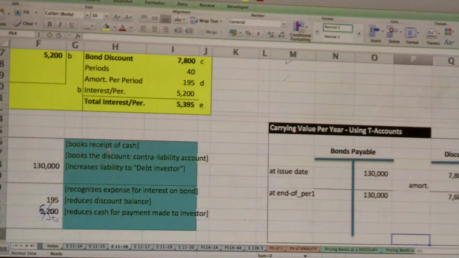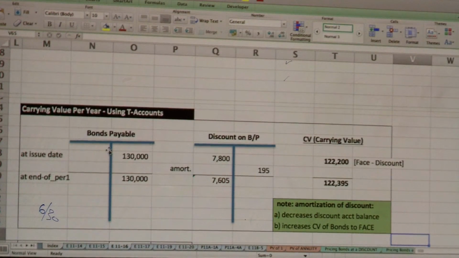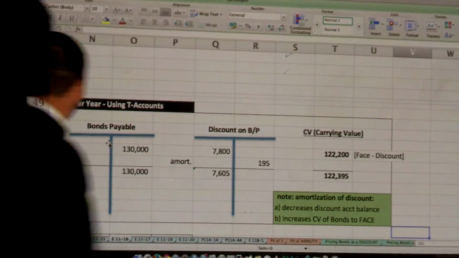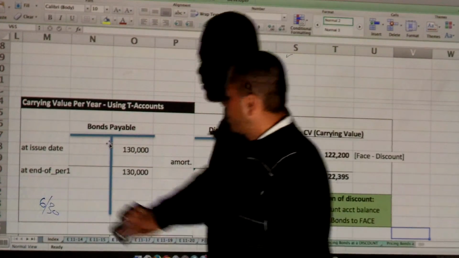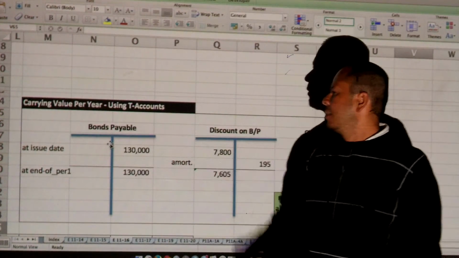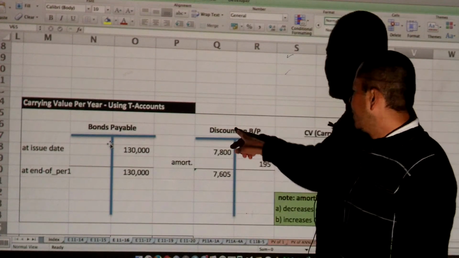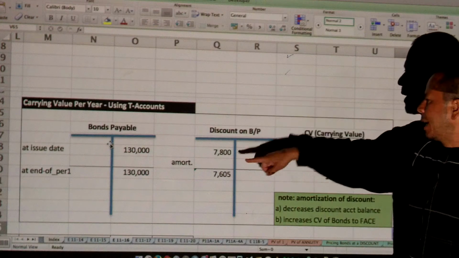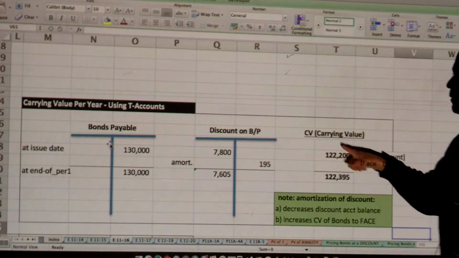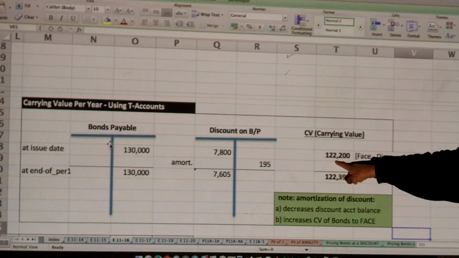So let me show you now how that is reflected in the accounts. As you can see here, on issue date, or 6/30, we booked again the face amount into the bonds payable account. Given the discount that we already figured out was $7,800, the carrying value of those bonds was the difference between that $130,000 face and the $7,800 discount, which is $122,200.